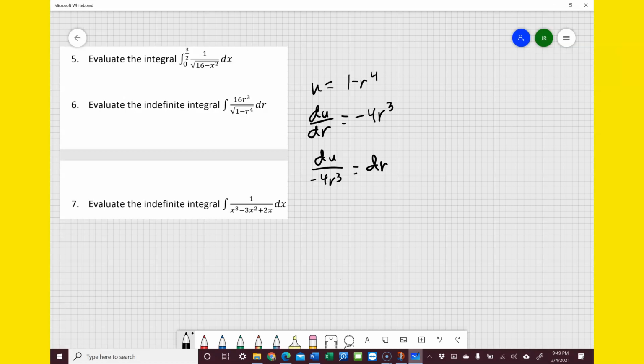So that then this integral becomes 16r cubed over u, and then dr becomes du over negative 4r cubed. I guess I could put a negative 4 also, because that also will reduce that 16. So the r cubes cancel. That's nice. The negative 4 can cancel and make this 16 become a negative 4.